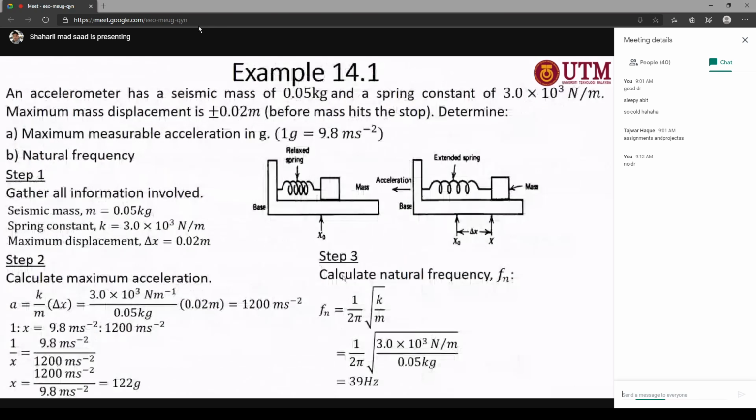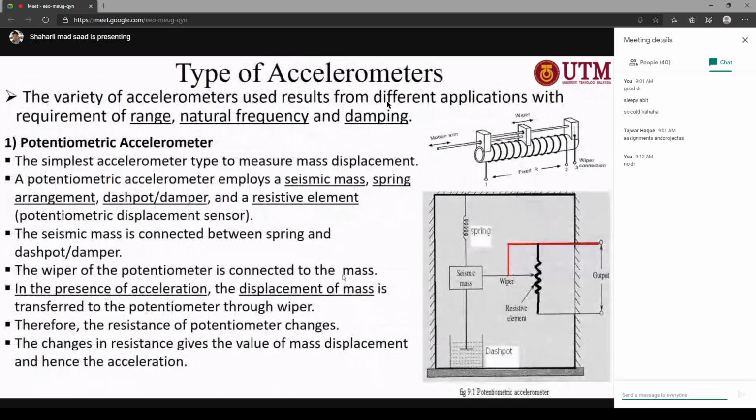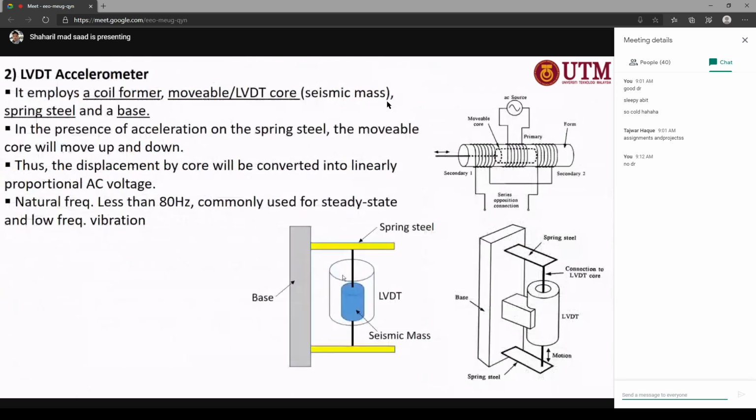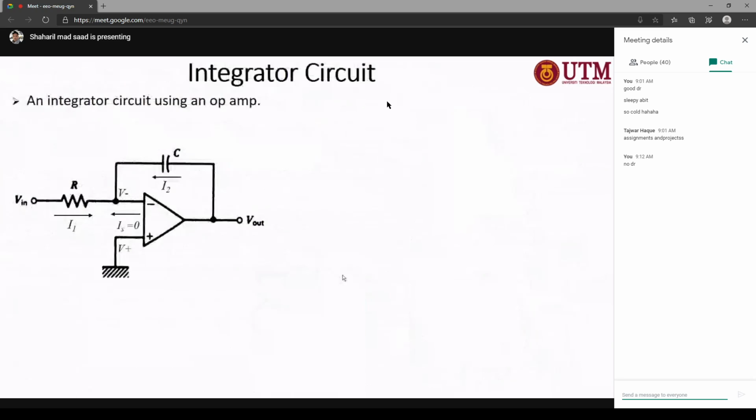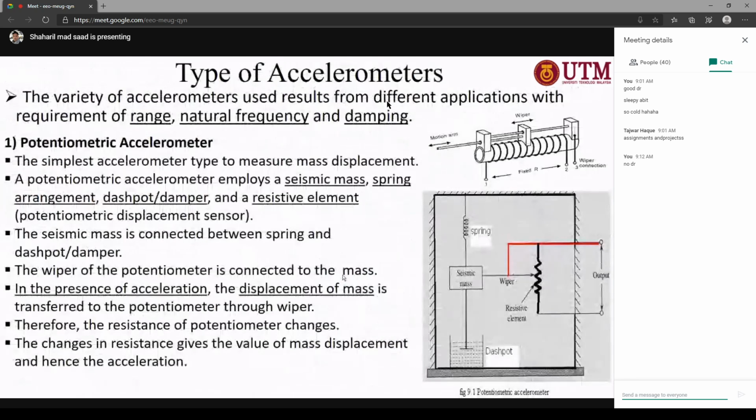Okay, this is a simple example. Let's look at the types of accelerometer transducer. There are a lot of types of accelerometer transducer right now. Actually, in general there are 4 types. One we call the potentiometric accelerometer. During the exam, this type of question will be quite famous.